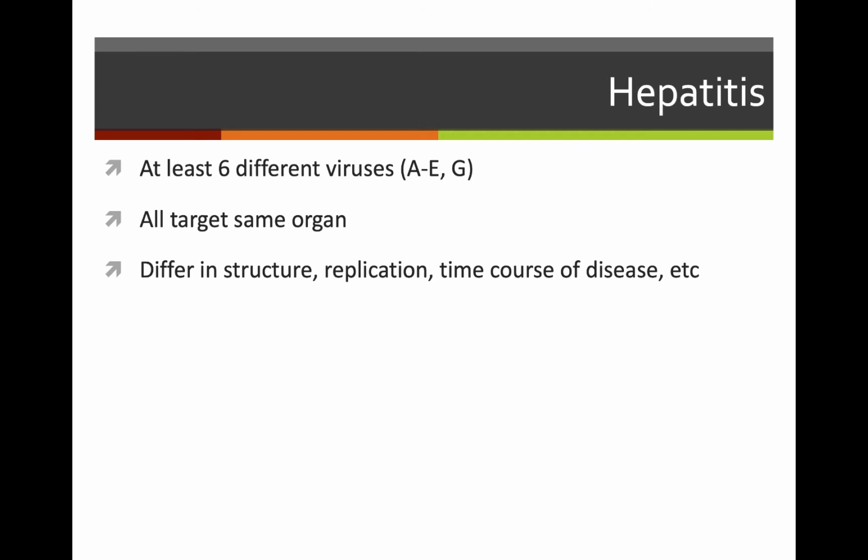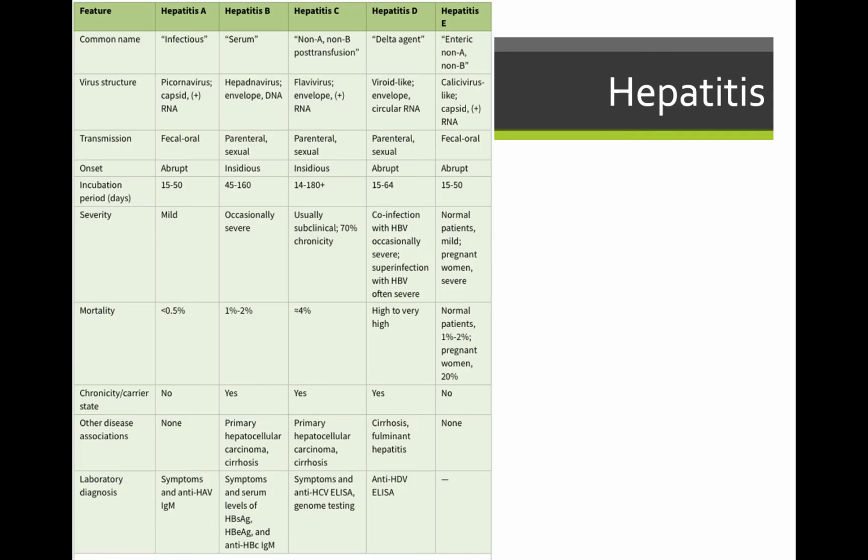There are at least 6 different viruses known to cause hepatitis, A through E and G. There was one called hepatitis F, if you're doing your alphabet going, she skipped a letter, but it turned out that it was not a real thing. The viruses differ in structure, replication, time course of the disease, etc. So here are the first 5, hepatitis A, B, C, D, and E.